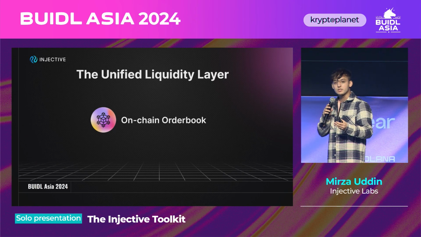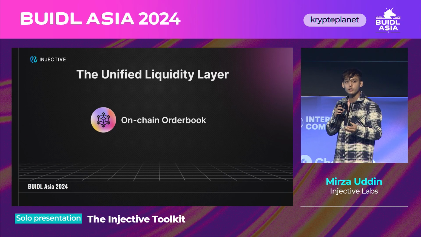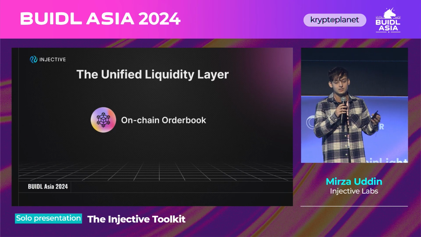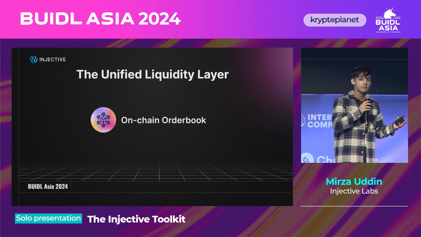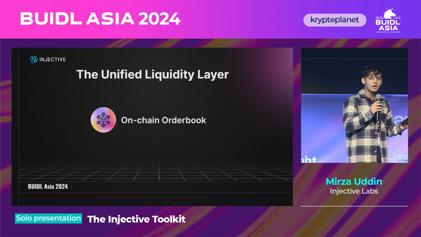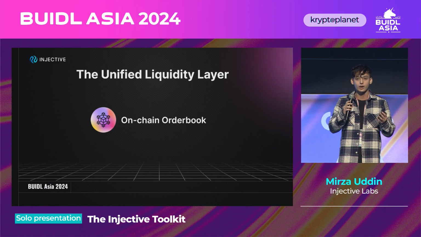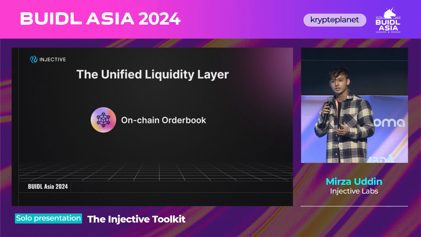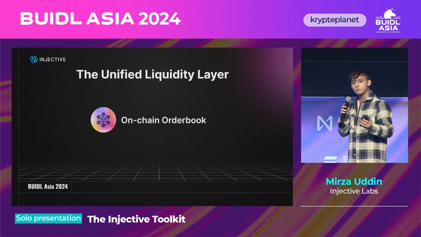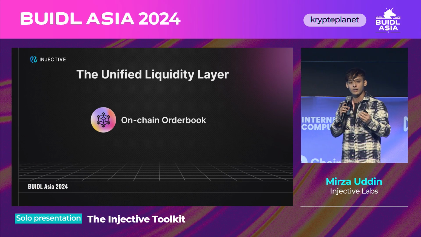So what Injective decided to do is build this on-chain order book and integrate some of the largest finance institutions. Took us a long time, took us the last 2 years to get this done. But today on Injective, we have every major market maker, every major institution trading on the chain. These are big guys like Jump. These are small market makers you might not have heard of.